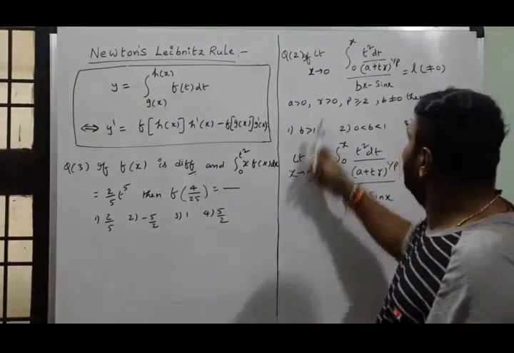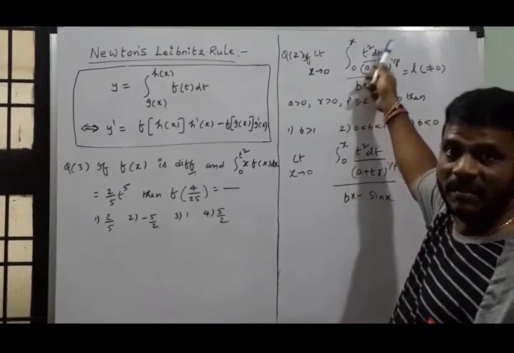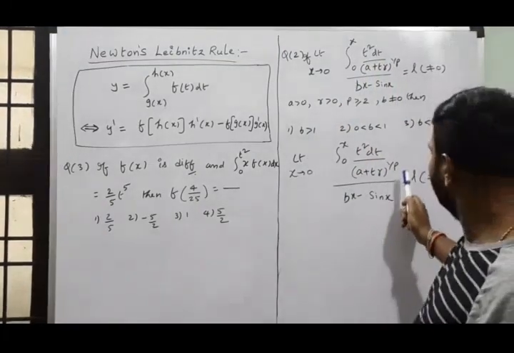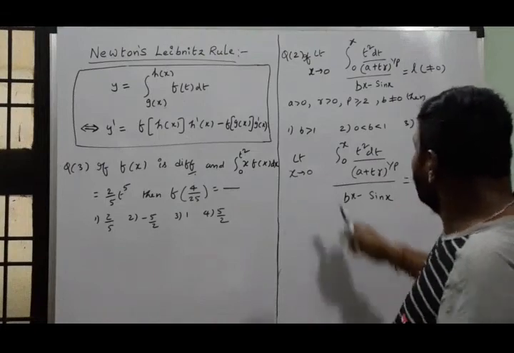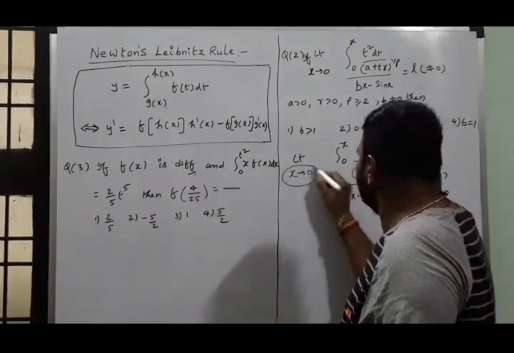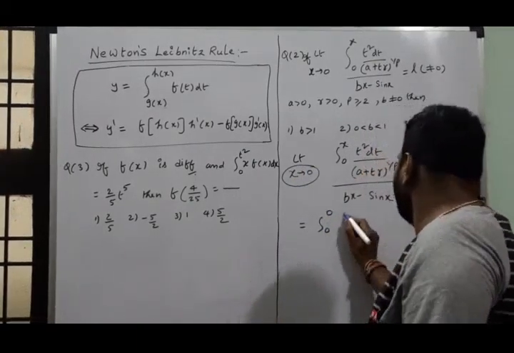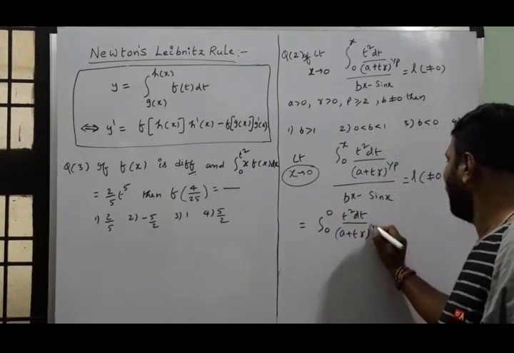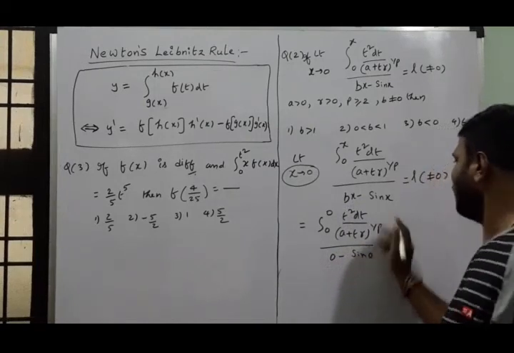Okay, so what is given? You have to write limit x tends to 0, integral 0 to x of (t square dt) by (a plus t^r)^(1/p), whole divided by bx minus sin x, that is equal to L, which is non-zero. Okay, now substitute x tends to 0. Substitute x as 0 here. Then that is equal to integral 0 to 0 of t square dt divided by (a plus t^r)^(1/p), divided by b into 0 minus sin 0.